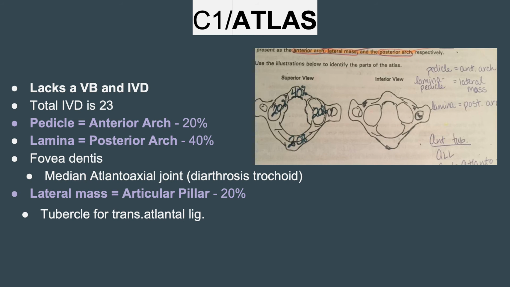And then on the back side, we have the much larger posterior arch, and the posterior arch is going to have a homologue of the laminas. That's going to make up about 40% of that circumference. So definitely know those numbers. And then to complete the circle, if you will, the lateral masses are homologous with the articular pillars. So definitely know those homologues and the percentage that each of the features that make up the atlas are.